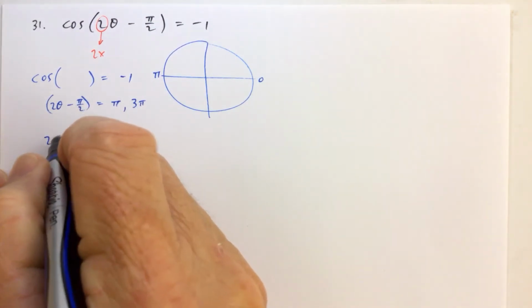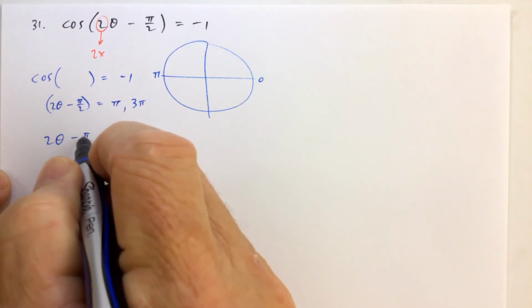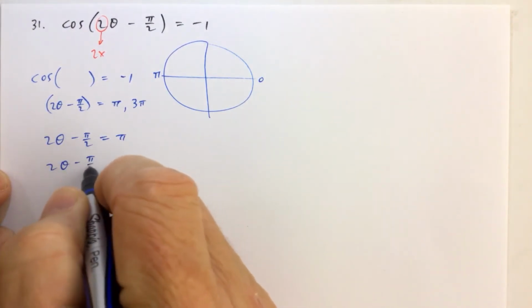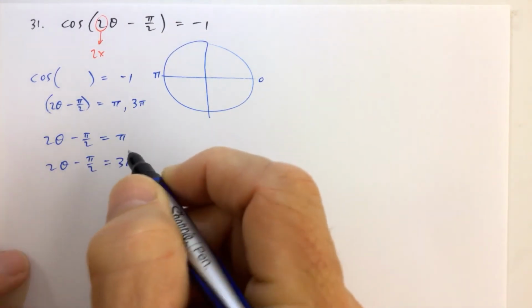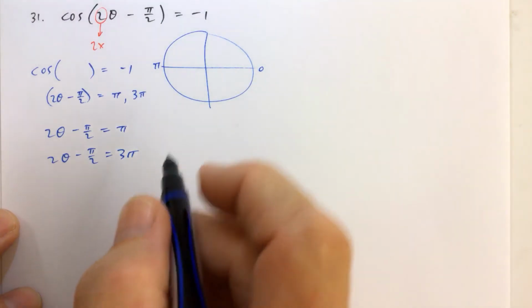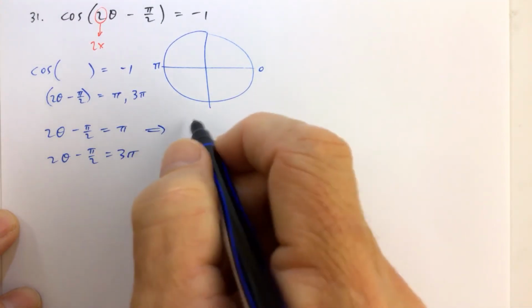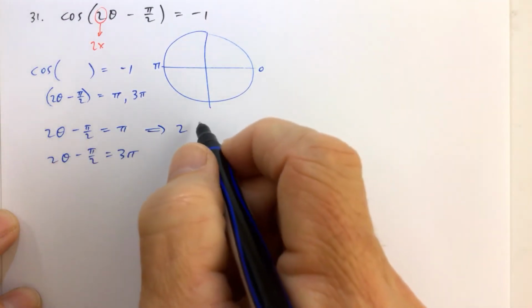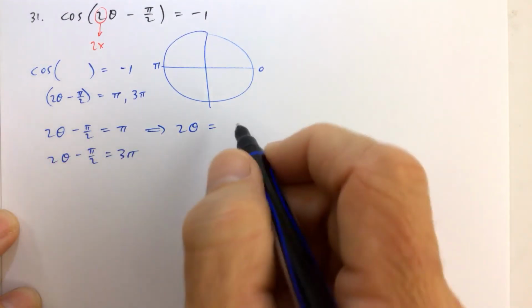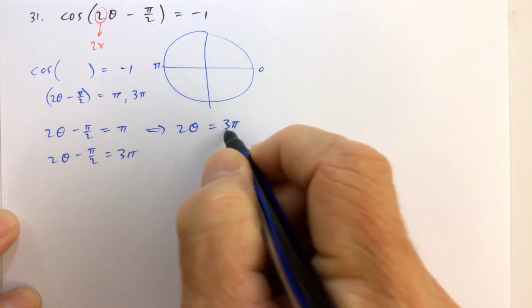So let's set that up. We get 2 theta minus pi over 2 equals pi, and 2 theta minus pi over 2 equals 3 pi. So we're going to solve both of these equations for theta, and let's see what we get. So this one becomes 2 theta. So if we add pi over 2 to both sides, we get 2 theta equals, now pi plus pi over 2 would be 3 pi over 2.